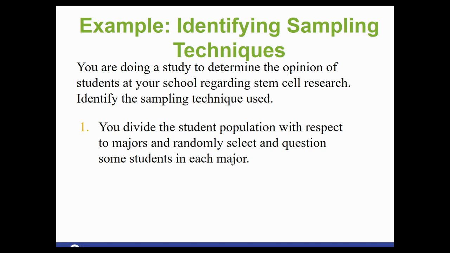So here's some examples to identify sampling techniques. This one says you're doing a study to determine the opinion of students at your school regarding stem cell research. Identify the sampling technique used. You divide the student population with respect to majors and randomly select and question some students in each major. So the fact that you're picking some from all of those groups, that is stratified. Some from each group.